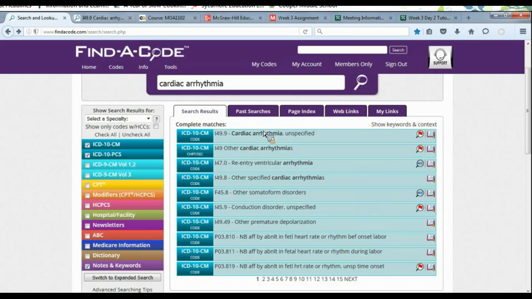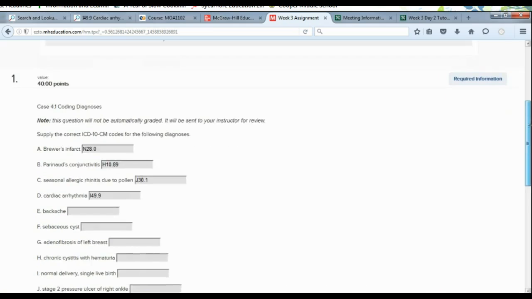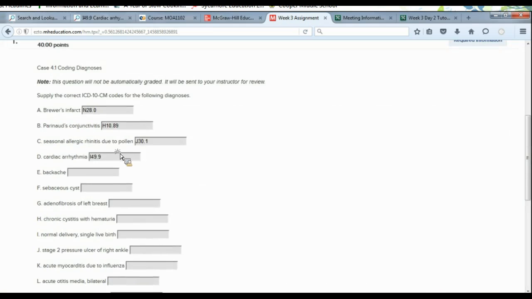So it's I49.9. Remember to differentiate between the number 1 and the letter I, because that can result in an incorrect code, which causes problems also, per our discussion forum this week. So be sure to type in I49.9.